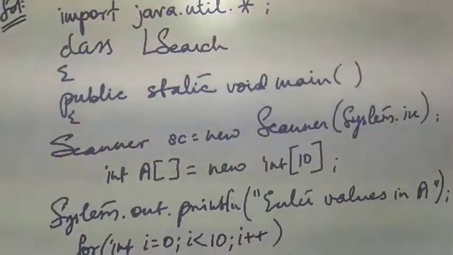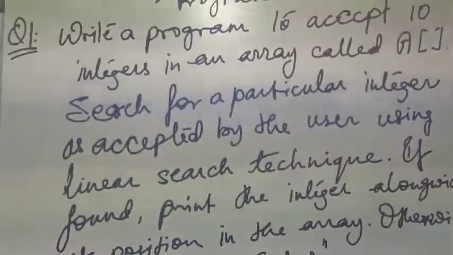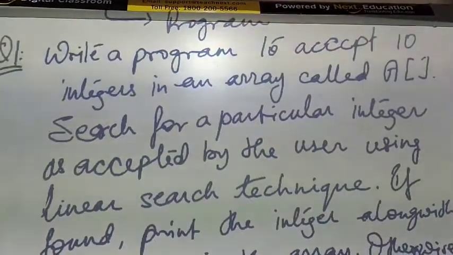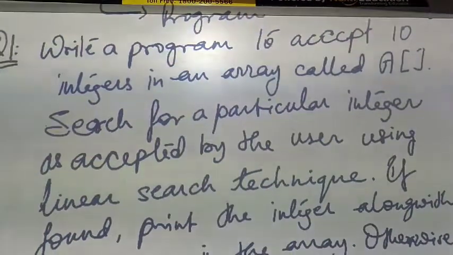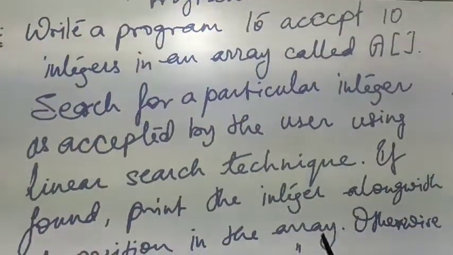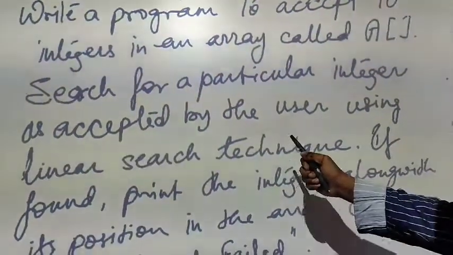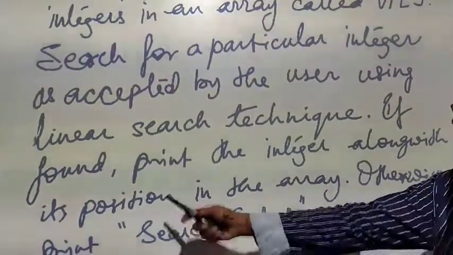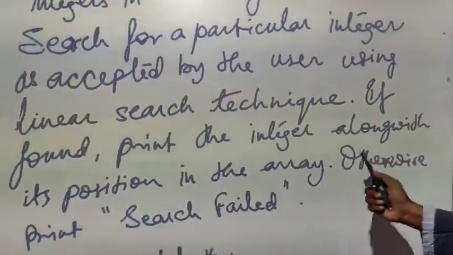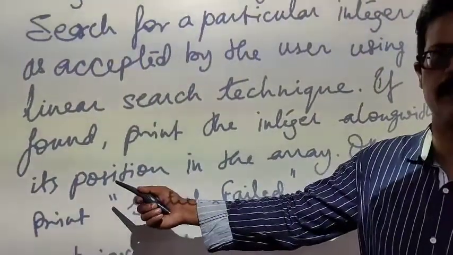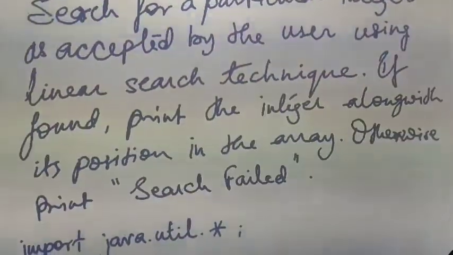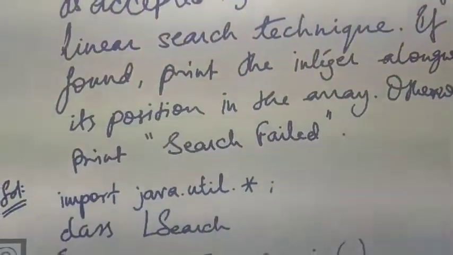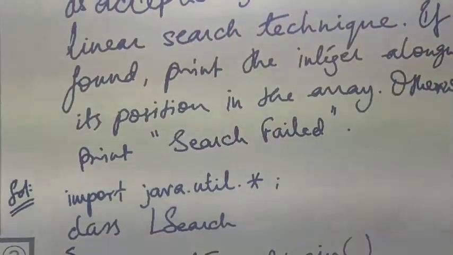Here we have a question. The question is, write a program to accept 10 integers in an array called A, and search for a particular integer as accepted from the user using the linear search technique. If found, print the integer along with its position, that means, as I said again, index plus 1, in the array. Otherwise, print search failed. So let us see the example, the program.